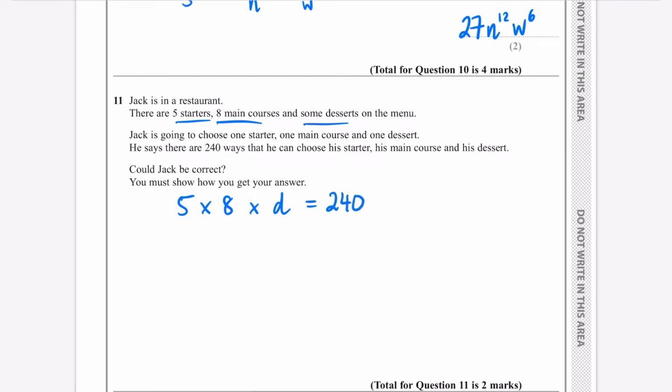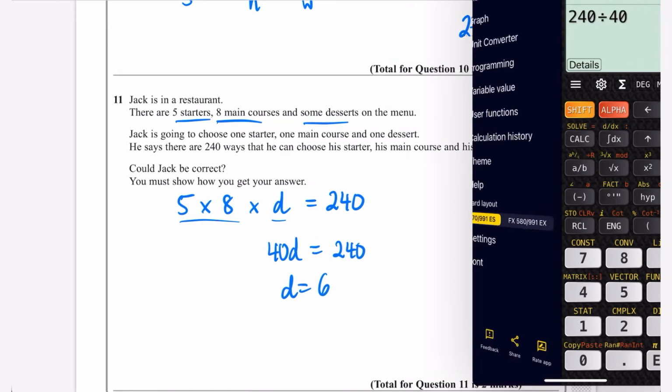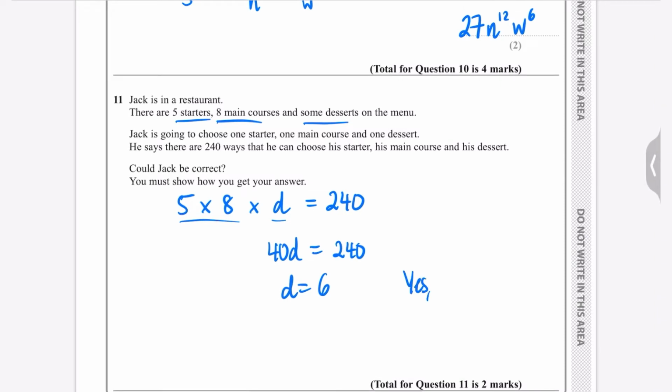So let's just see if this would work. I can just say 5 times 8 times D. That's 40D equals 240. So let's just check. Let's do 240 divided by 40. Yes, so actually there could be 6 desserts. So could Jack be correct? Yes, he could be. There could be 6 desserts.